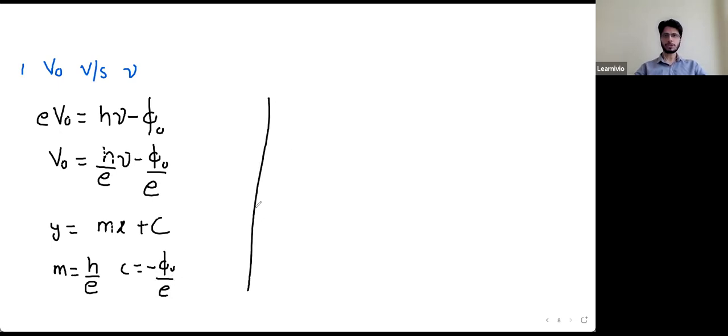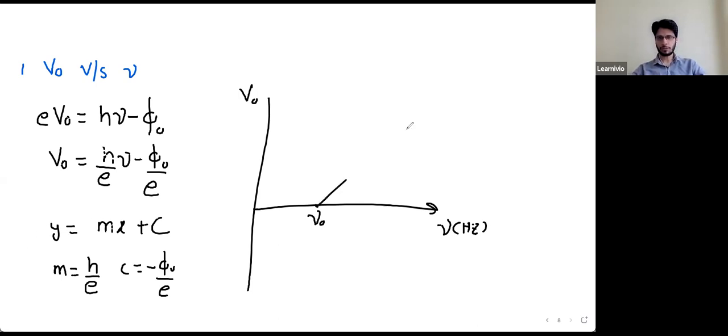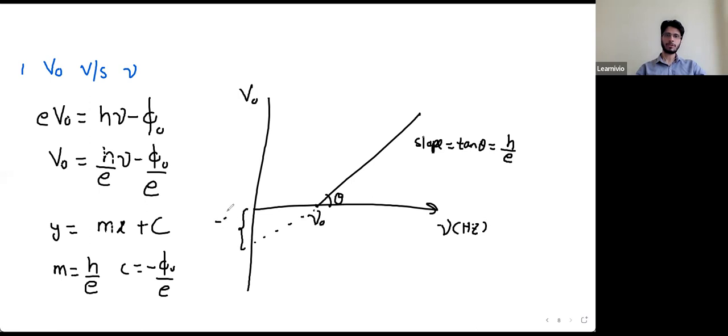Since it is a linear equation, the graph will again be a straight line. This is frequency in hertz, and on the y-axis we have V naught. The graph will start from the threshold frequency, because if the frequency is less than the threshold frequency, there is no photoelectric emission. Just like the previous case, your graph will be a straight line. Now when you calculate the slope, it will be tan theta, and the slope is h by e. The y-intercept is minus phi naught divided by e. So these are two important graphs, just note them down.